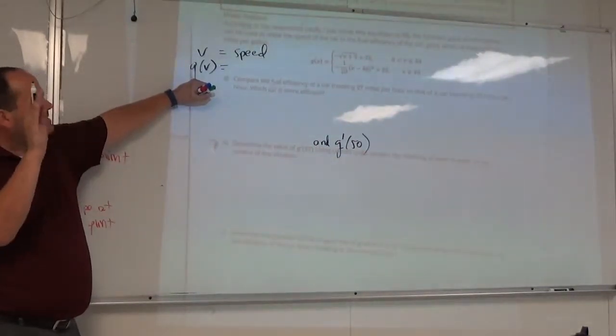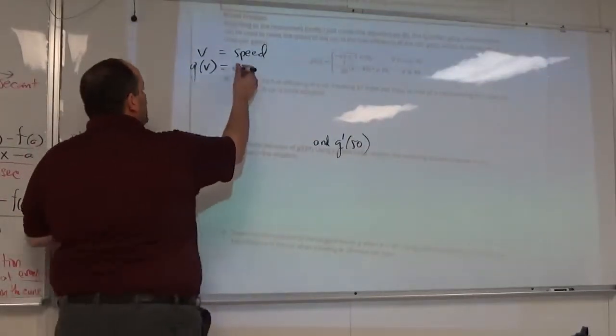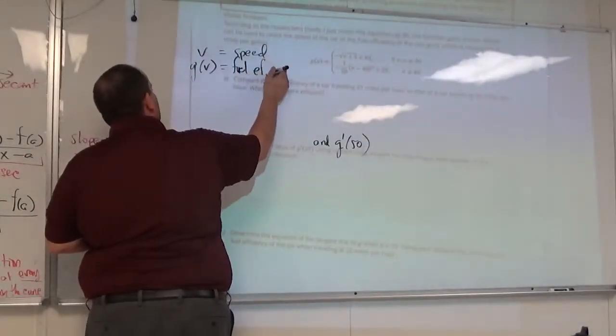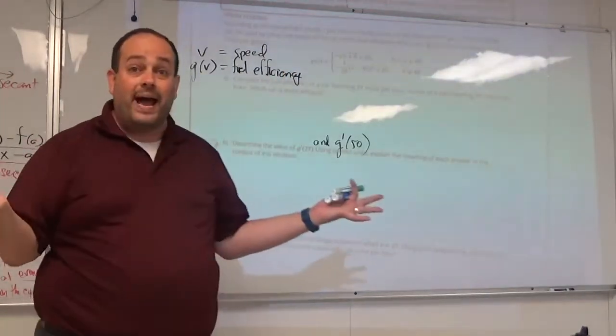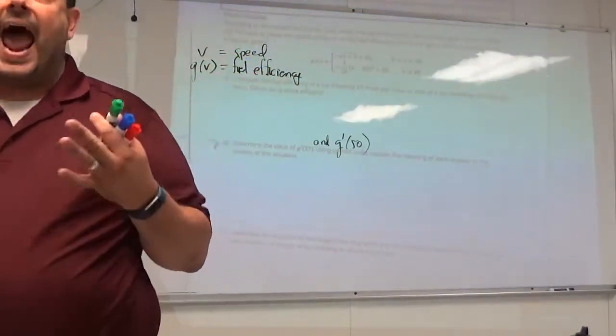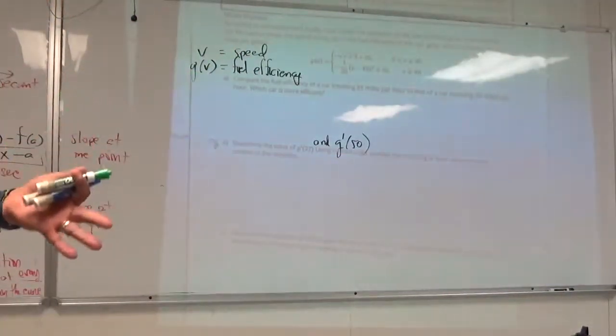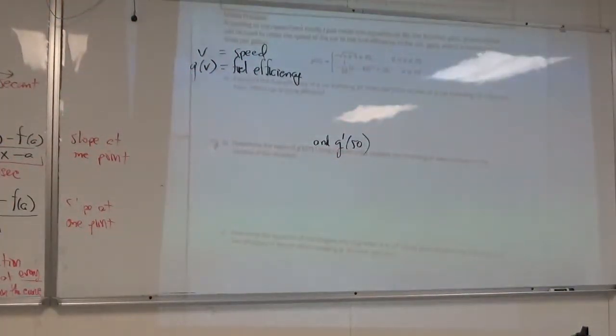Go back and read the problem. What is it measuring? Fuel efficiency. For those of you that are maybe not as familiar, when you buy a car, or watch a car commercial, they advertise how efficient the car is by how many miles per gallon you get. And they talk about city driving versus highway driving.